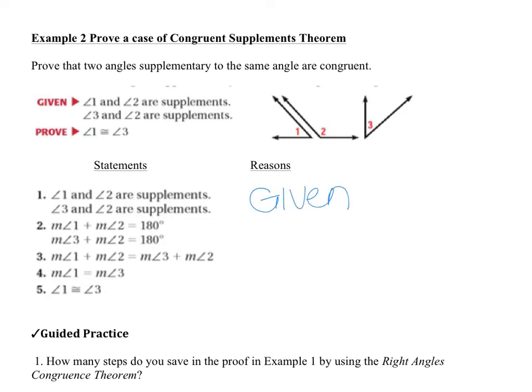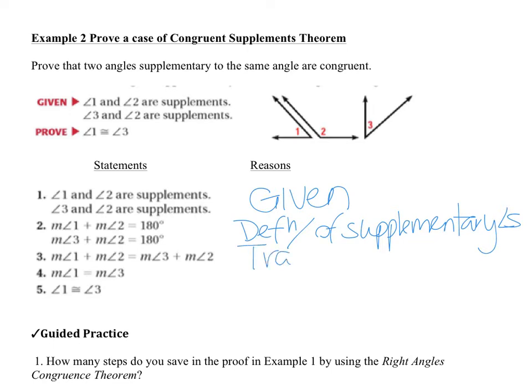Saying that the measure of angle 1 plus the measure of angle 2 equals 180, and the measure of angle 3 plus the measure of angle 2 equals 180, is the definition of supplementary angles. That's my abbreviation for angles. The measure of angle 1 plus the measure of angle 2 equals the measure of angle 3 plus the measure of angle 2. That's your if-then statement, so that's your transitive property.